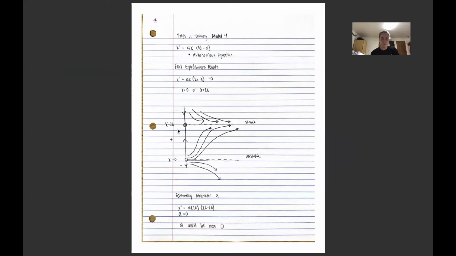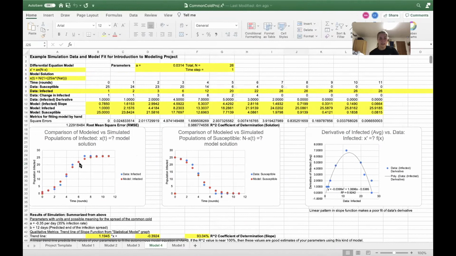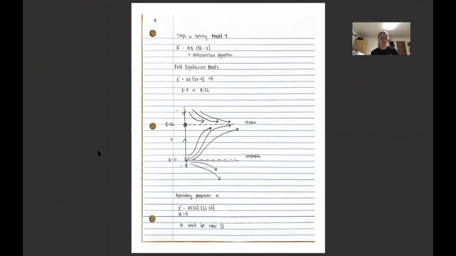So we made this vertical sign chart and discovered that x equals 26 is a stable equilibrium point and x equals 0 is unstable. So you can see that the family of solutions is going away from the x equals 0 point and towards x equals 26, which, looking at the trend of our data, is pretty accurate. It's getting that S curve shape. So at that point, we knew that we were on to something with this model.